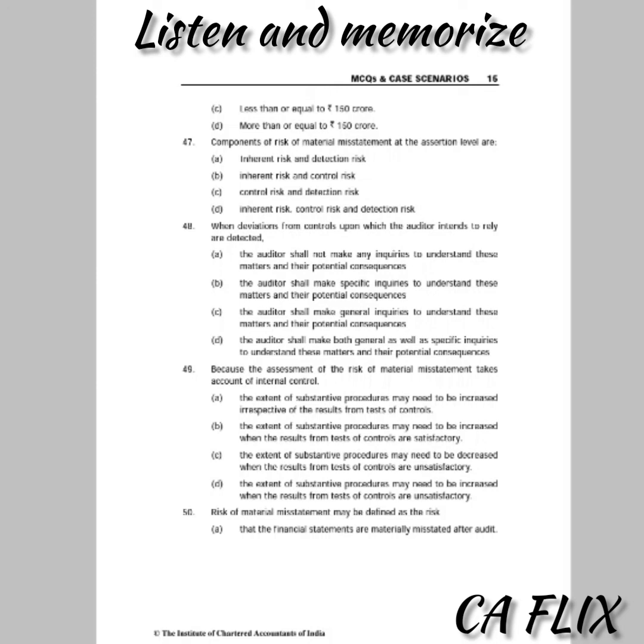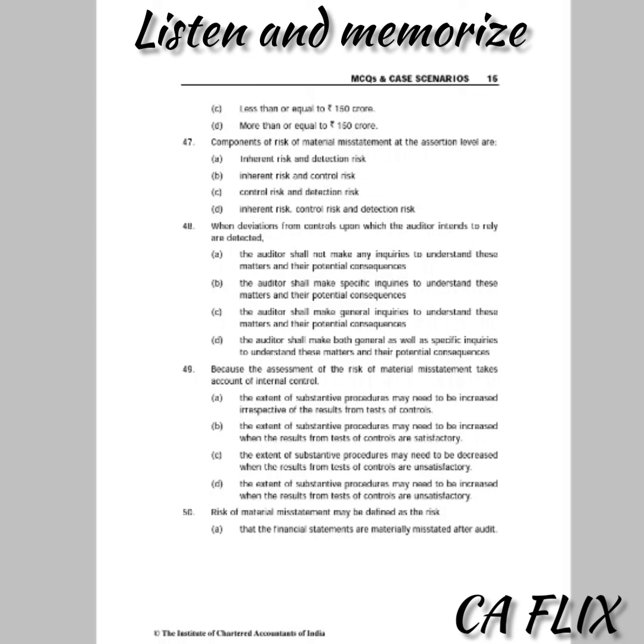Answer is option B. The auditor shall make specific inquiries to understand these matters and their potential consequences. When deviations from controls upon which the auditor intends to rely are detected, the auditor shall make specific inquiries to understand the matters and their potential consequences.